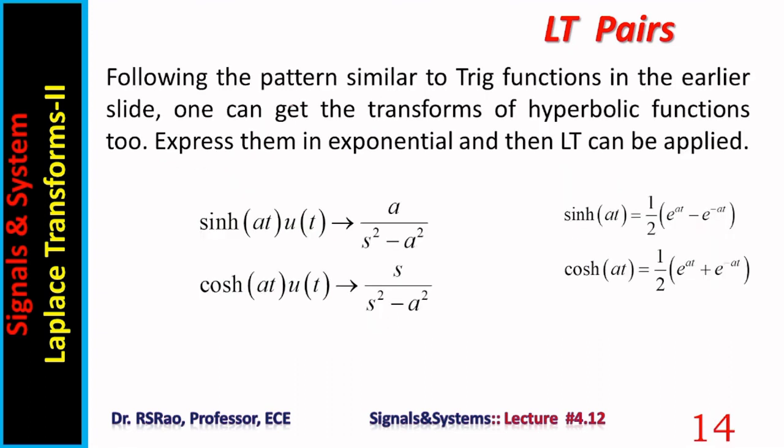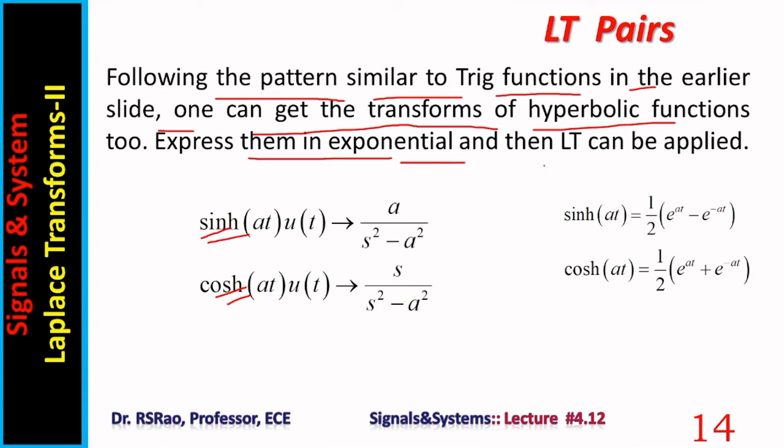After trigonometric functions, we consider hyperbolic functions. Laplace transforms of sin h, cos h. Following the pattern similar to trigonometric functions in the earlier slide, one can get the transforms of hyperbolic functions too. Express them in exponential form and then Laplace transform can be applied easily. First, we have to express sin h, cos h in exponential form. The relations are given here. Sin h at is half e power at minus e power minus at. Cos h at is half e power at plus e power minus at.